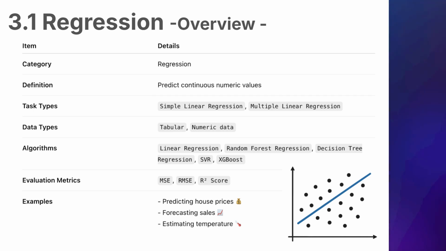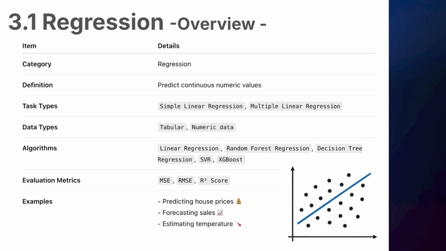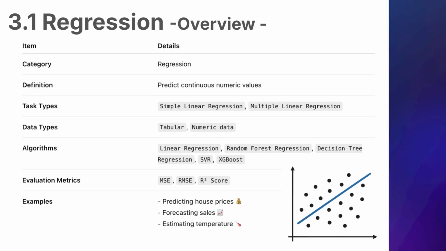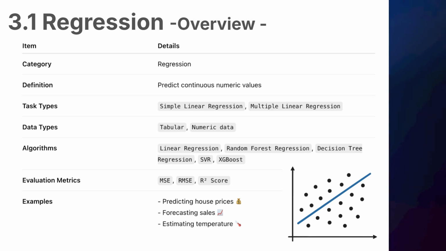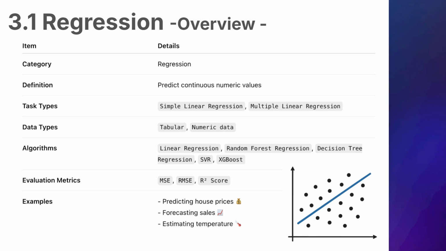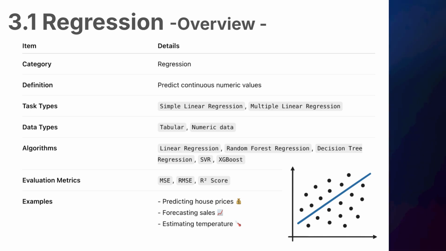Some common task types in regression include simple linear regression, where there is one independent variable, and multiple linear regression, which uses two or more independent variables to predict a continuous outcome. Regression typically works with tabular or numeric data, like spreadsheets containing numerical features such as age, income, or sales figures.